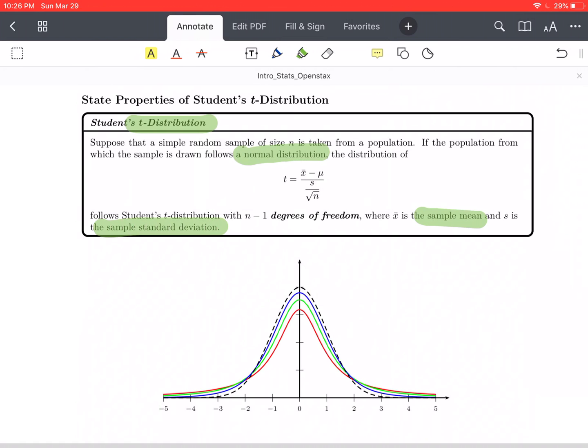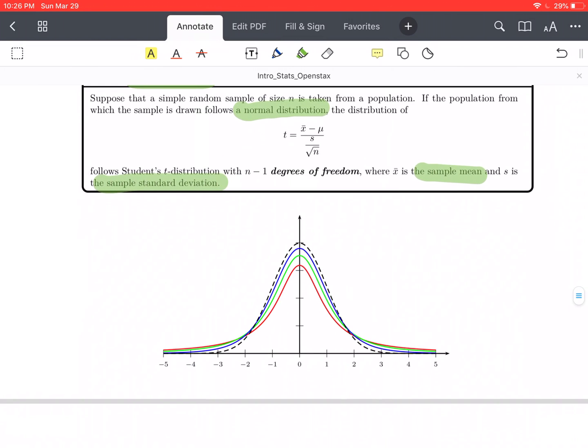Oftentimes when you're actually running tests in statistics, testing different values and finding confidence intervals, we're going to be using t. We're going to use the t distribution instead of z-scores, because the t distribution works with samples rather than with entire populations. Now the degrees of freedom, n minus 1 degrees of freedom, that's just one less than the sample size. This can change what the graph looks like.